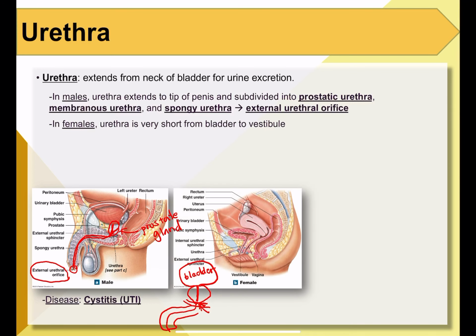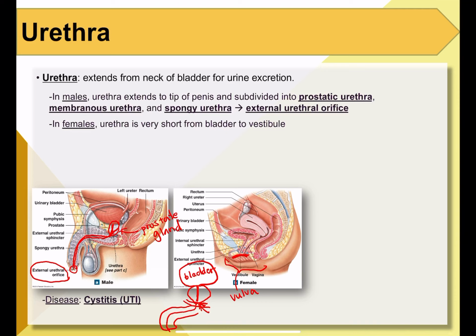In females, the urethra is very short compared to males, and it travels from the bladder to the vestibule of the vulva. Again, we'll get to these parts of the reproductive system later. But remember, this entire area is called the vulva. The vulva has two flaps of tissue, your outer lip and inner lip, labia majora and labia minora. And between the labia minora, you have this tissue right here that has either your urethral or your vaginal opening. That's the vestibule part of the vulva.